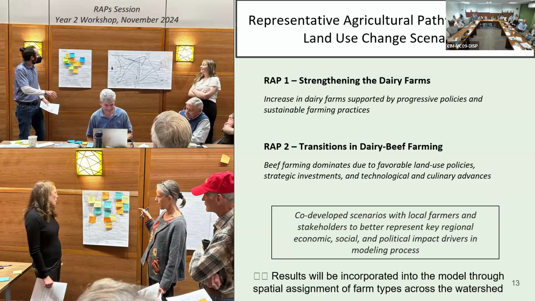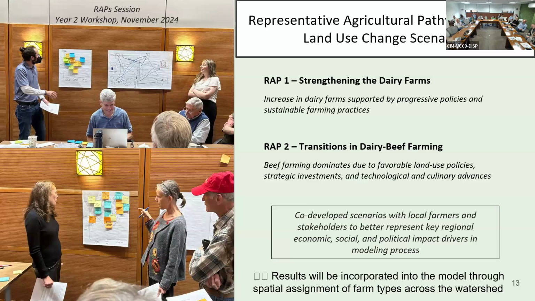We're also doing the land use change scenarios. This is the RAPS process. You can't see Roberto in here leading it, but he's responsible for us doing all of this stuff. So basically, he's working with stakeholders to develop what the agricultural land use mix might look like in the future.